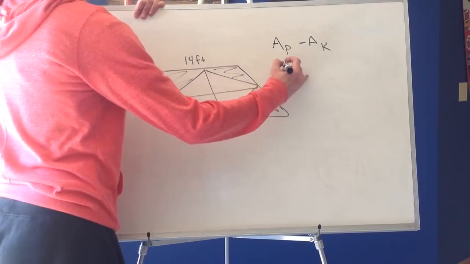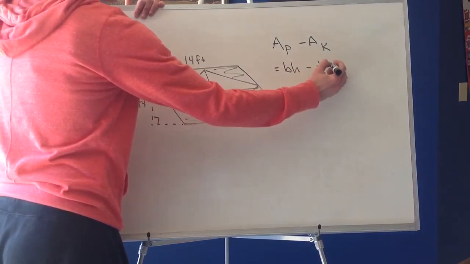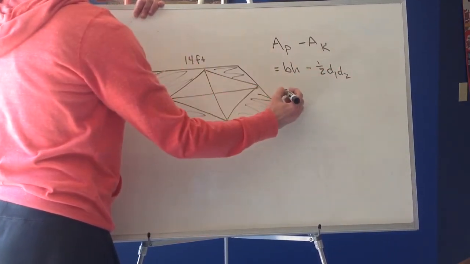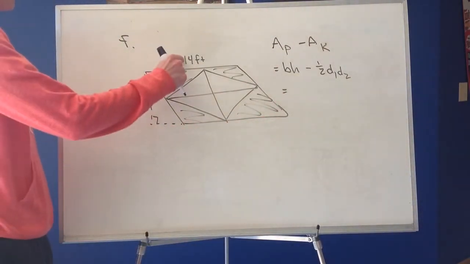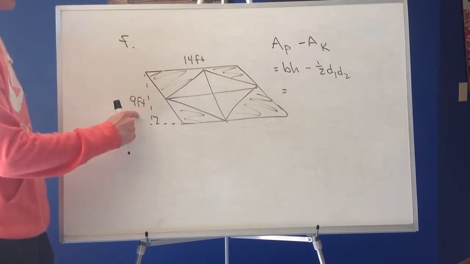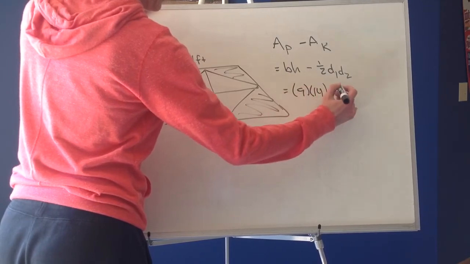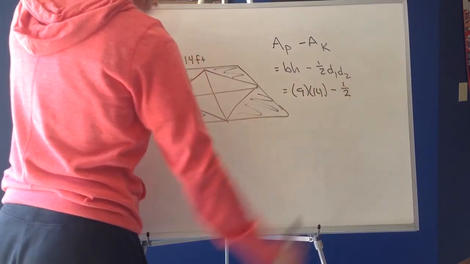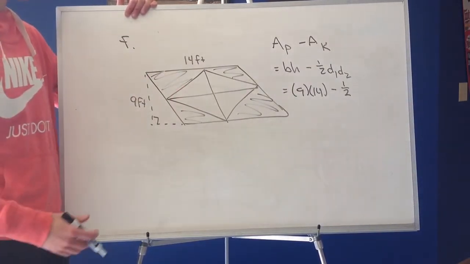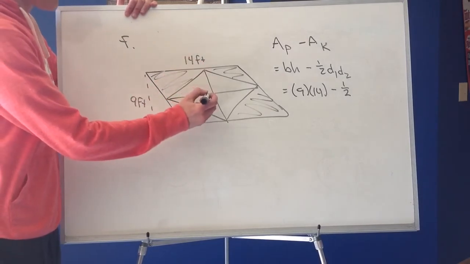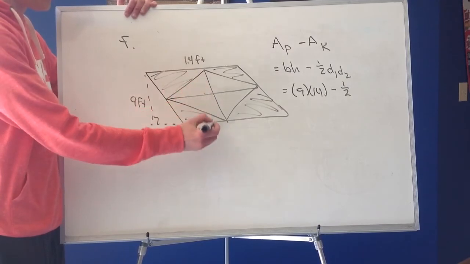Area of a parallelogram is just base times height. Area of a kite is 1/2 diagonal 1 times diagonal 2. So for our parallelogram, we have our base and height, our 9 and 14. A nice thing about this one is you actually have your diagonals as well. Because of the parallel line markings in your diagram, if this is 14, it would mean the one in the middle is 14 and the one down here is 14. They would all be the same.